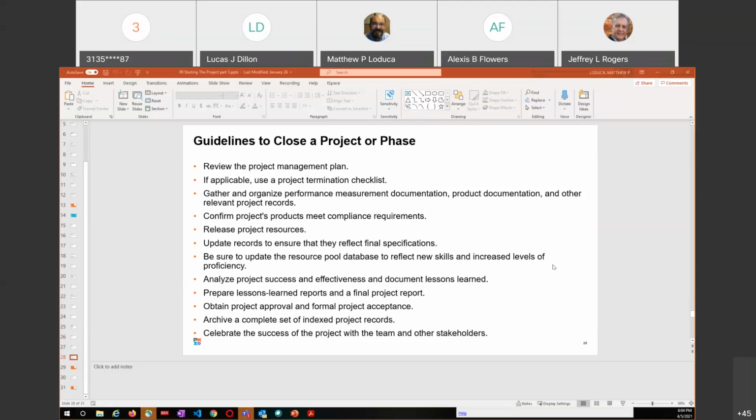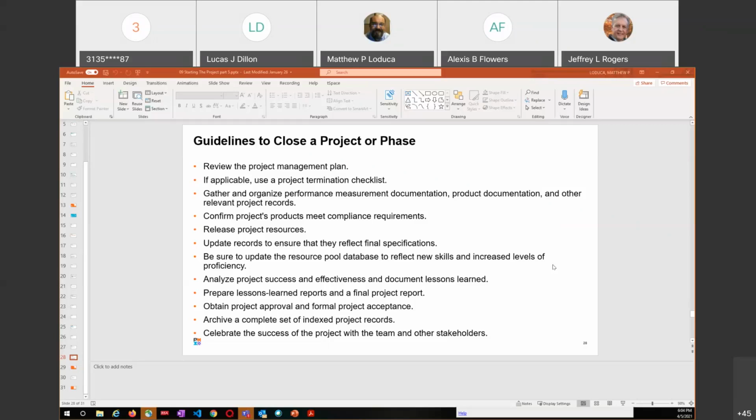Confirm product meets compliance requirements. Again, this should probably have been part of your acceptance criteria. I mean, if it doesn't meet compliance requirements, then it should never have been accepted, right? You can certainly do this here, but it should have been handled before, when we verified scope.